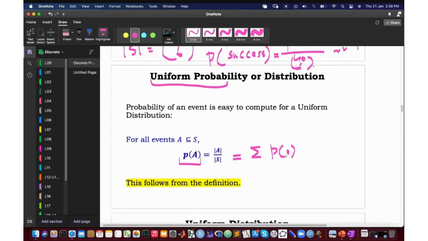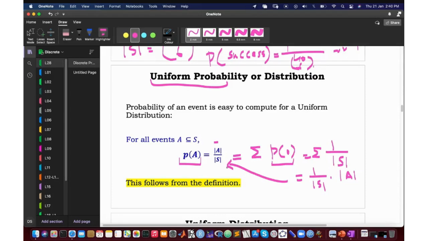अब मुझे ये पता है कि all of them are equal, right? And all of them are equal to 1 over the cardinality of S, right? And how many are they? They are as many as the size of the set A. Okay, so it's 1 over |S| times the size of A, which is what this is. Okay, so this is an easy formula for a uniform probability case.